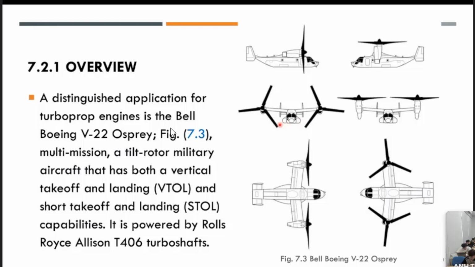And then you can see the front view as well as the top view. So it is a tilt rotor military aircraft that has both vertical takeoff and landing, VTOL, and STOL capabilities. This particular Boeing V-22 Osprey is powered by the Rolls-Royce Allison T406 turboshaft engine.